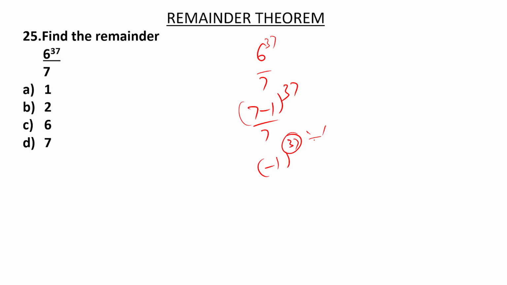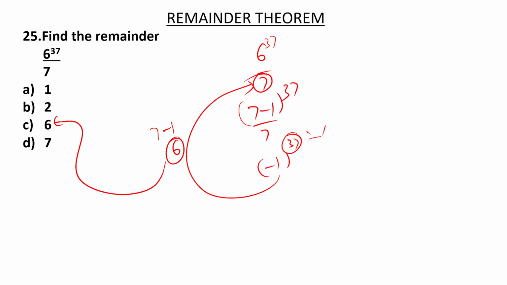But negative minus 1 can't be acceptable as a remainder, so we are just going to subtract it. That means 7 minus 1. We are going to subtract 1 from this value, so we'll get the value 6. 6 is our final remainder. So that's how you do it.